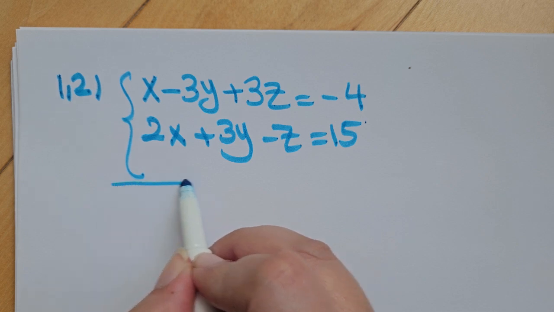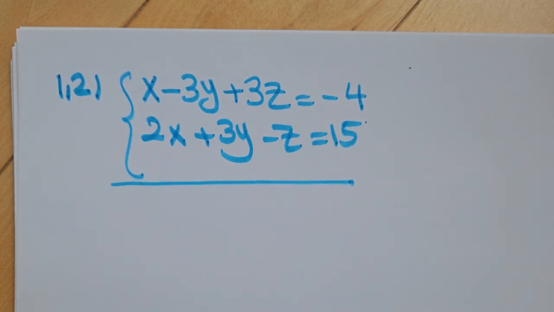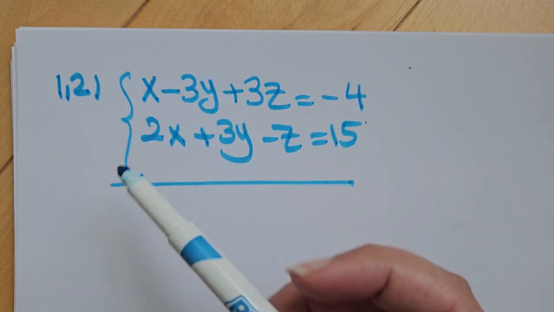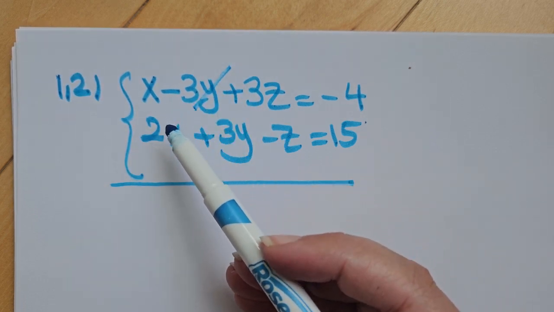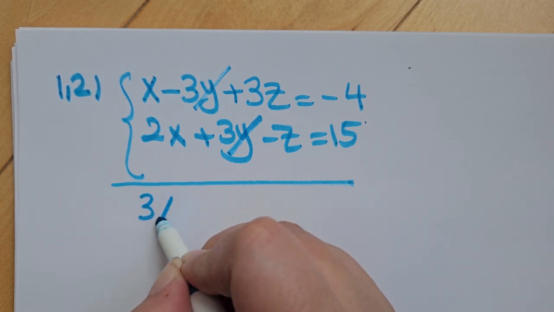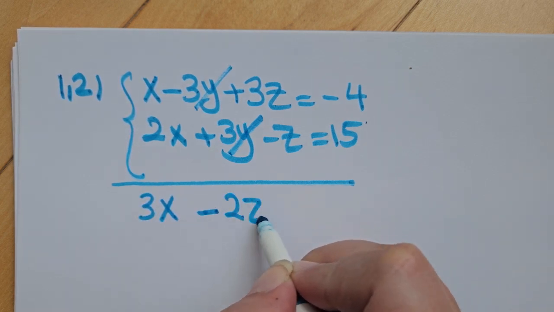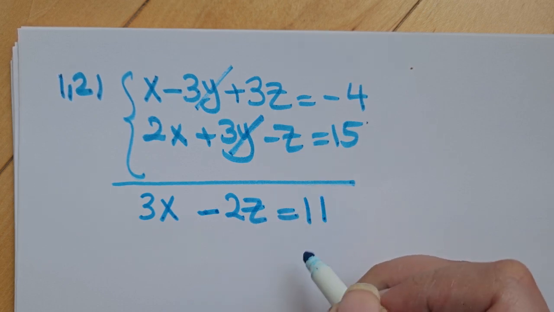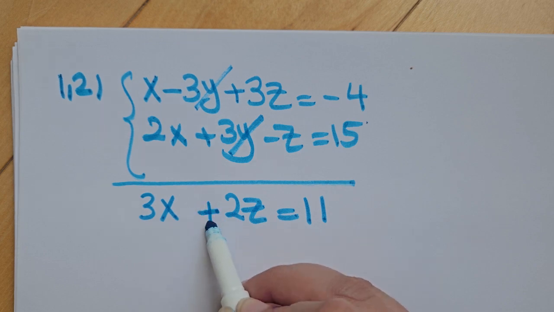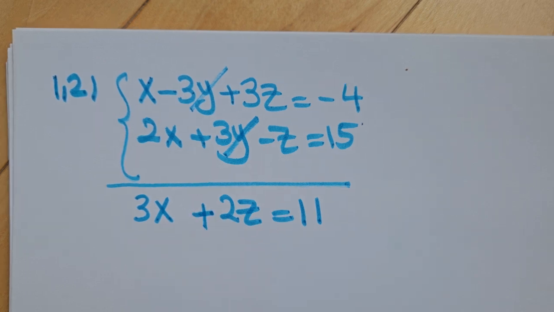Now, let's see what happens. I will try to add these 2 equations together, and by doing so, I will be eliminating one of the variables. The ideal one would be y, because here the coefficient is negative 3 and here it is positive 3. So simply by adding, I would have 3x plus 2z is equal to 11.